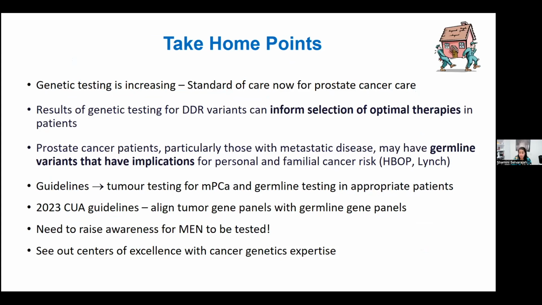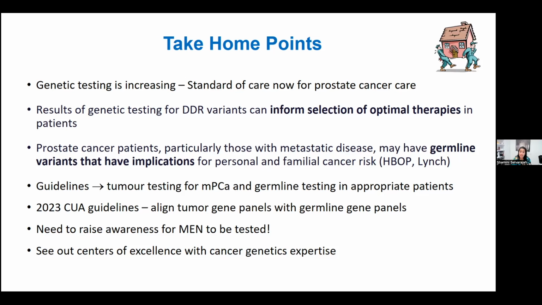So I would like to now just wrap up with some take-home points. First, genetic testing is increasing. It's becoming more and more the standard of care for prostate cancer patients. Genetic testing of DNA damage repair genes can inform selection of optimal therapies. And for patients with metastatic disease, all of whom should get germline, it can identify individuals who may have a hereditary cancer risk and a syndrome such as HBOC or Lynch. There are different guidelines for tumor testing, but they all encourage testing in metastatic prostate cancer patients. And then the new 2023 CUA guidelines recommend to align these panels so that you're looking at the same set of genes, whether you're doing germline testing or tumor testing.